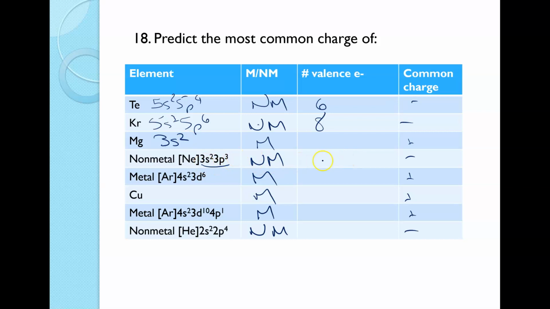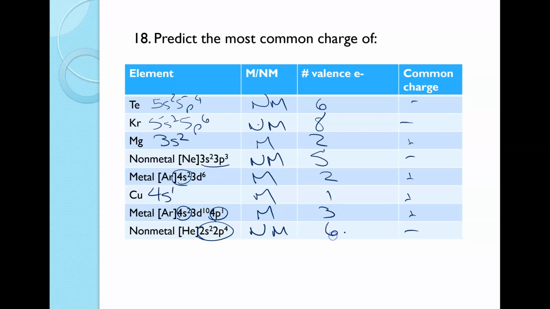This is a nonmetal. I'm going to add those together. My S and P is 5. It's 2. This is a metal. I'm only looking at the S's and the P's. That's only 2. Copper, if you remember right, is 4s1. It's only got 1.